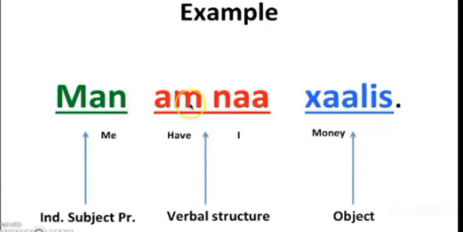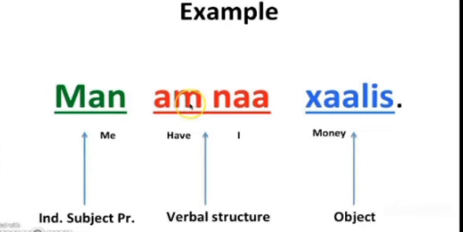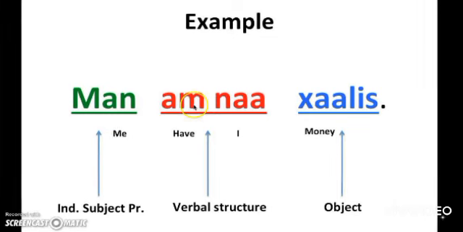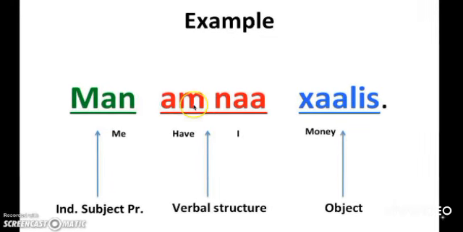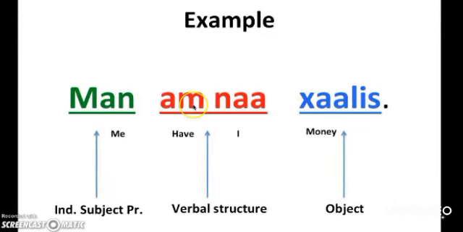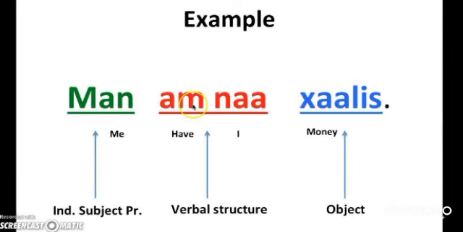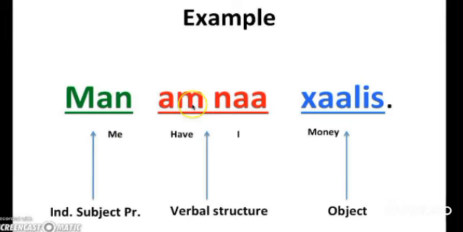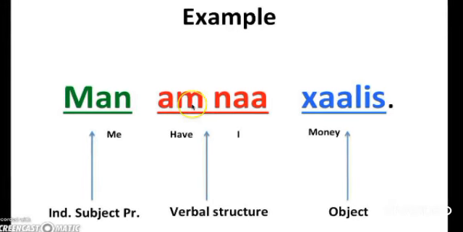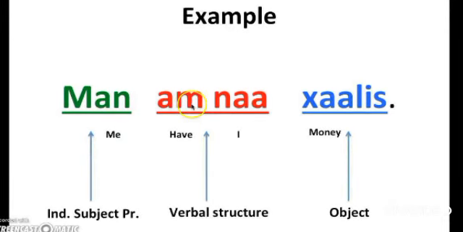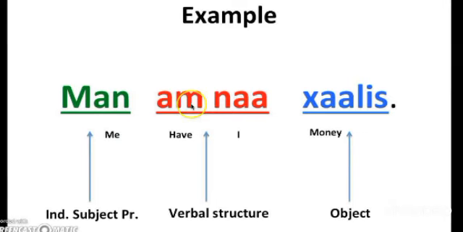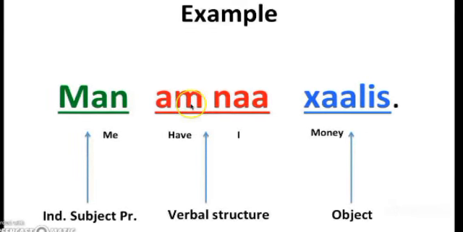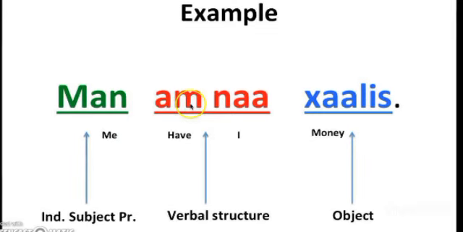So man am na xaalis, meaning in English, me have I money, which is very wrong in English. That is why we said local languages cannot be directly translated into English. If you want to try that, the English won't be right. In English, we say I have money. The me shouldn't be there.